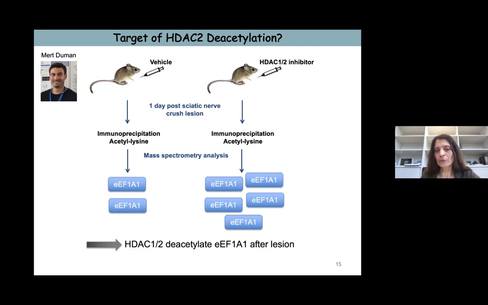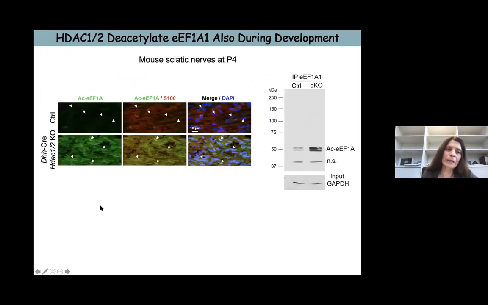So we followed this target, and we could confirm that HDAC1/2 deacetylate this EF1A1 after lesion. So we wanted to know whether it's also a target of HDAC1/2 during development. To answer this question, we knocked out HDAC1 and HDAC2 together. So we crossed HDAC1, HDAC2 flox mice with mice expressing the Cre recombinase under the desert hedgehog promoter, that is active during embryonic life in Schwann cells, but after specification.